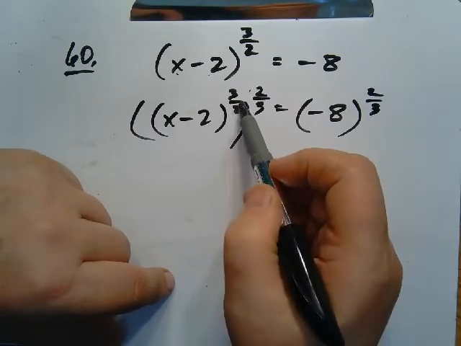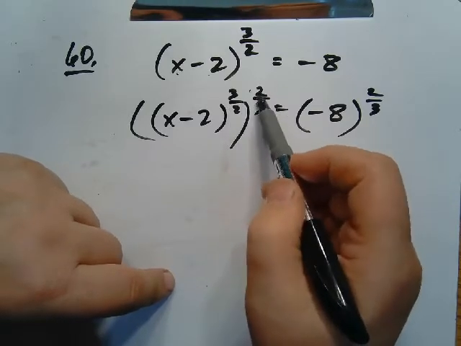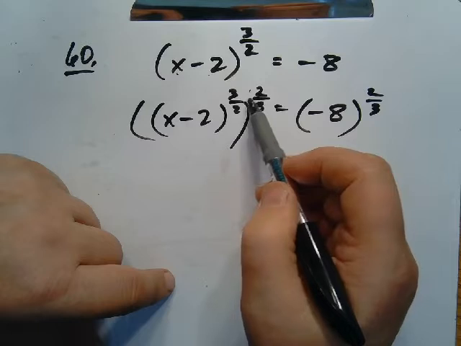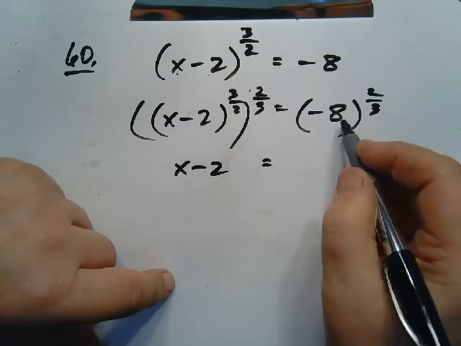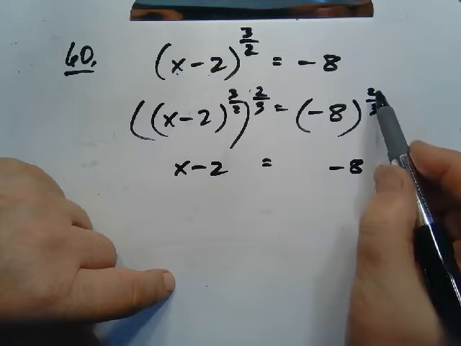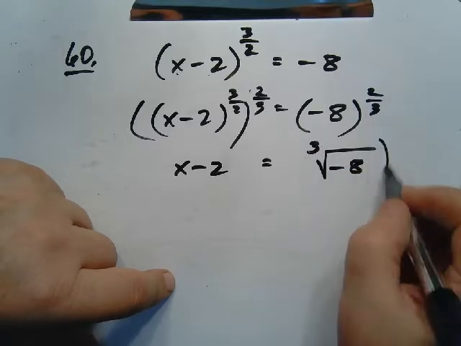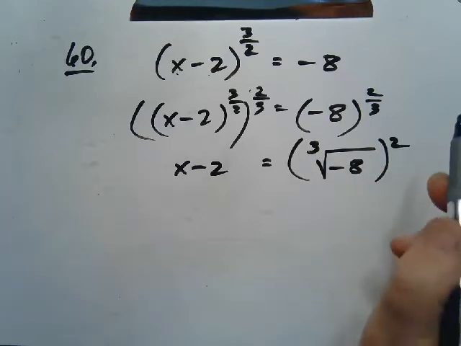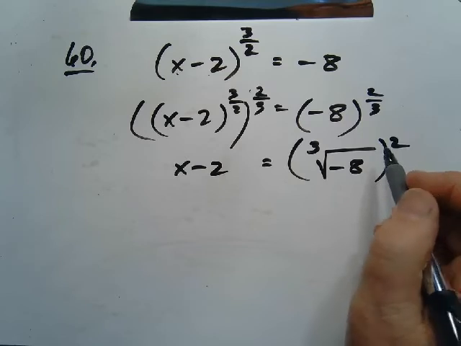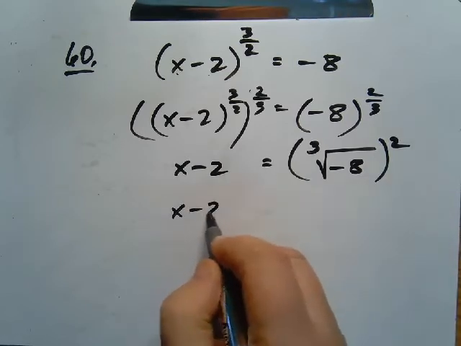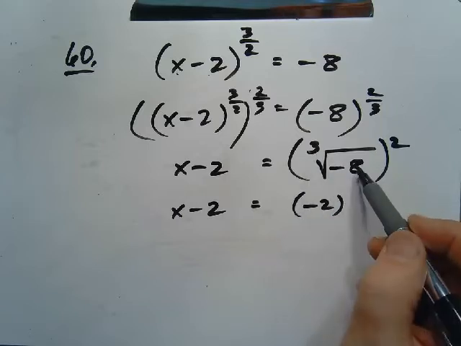2/3 times 3/2, right? They undo each other. These two are multiplied together, and I end up with x minus 2 equals negative 8 to the 2/3, the cube root of negative 8, that's what that bottom number means, squared. Or you could just use your calculator and see what you end up with here. But what do we get here? Let's see. The cube root of a negative 8 is a negative 2.